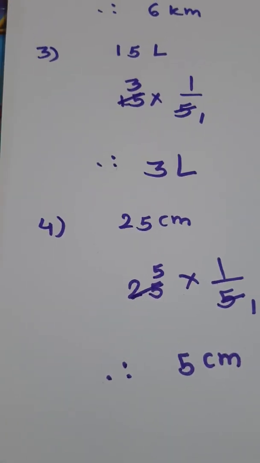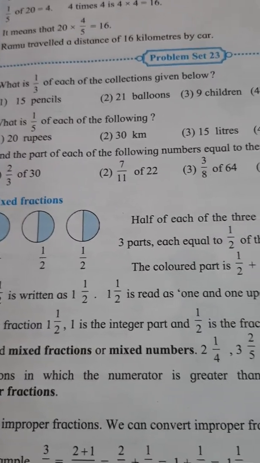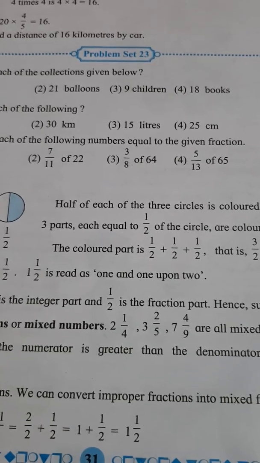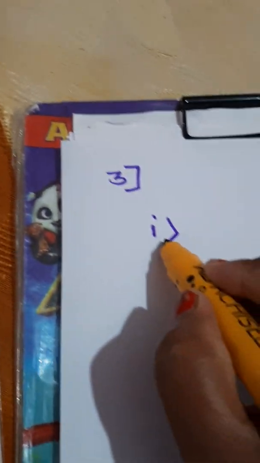Let's see the third question. By the same method we are using here, you will find it very simple. Third question. Find the part of each of the following numbers equal to the given fraction. From the third question, first one. See here.